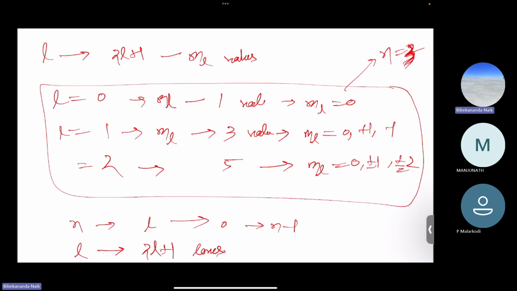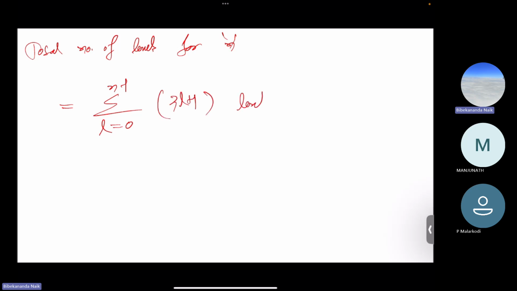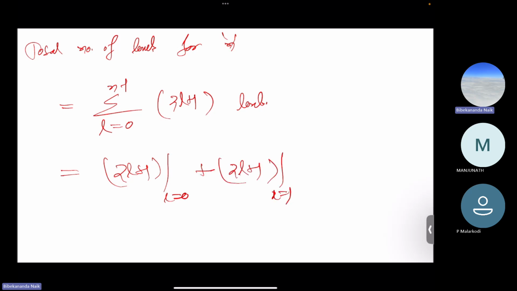So how will we calculate? We just discussed, for a particular value of n, there are L values that range from 0 to n minus 1, and for a particular value of L, there are 2L plus 1 values. So the total number of labels for n will be the summation over L, where L is 0 to n minus 1, and for each value of L there are 2L plus 1 levels. So it will be 2L plus 1 for L equal to 0, plus 2L plus 1 for L equal to 1, plus 2L plus 1 for L equal to 2, up to 2L plus 1 for L equal to n minus 1. Is this clear?